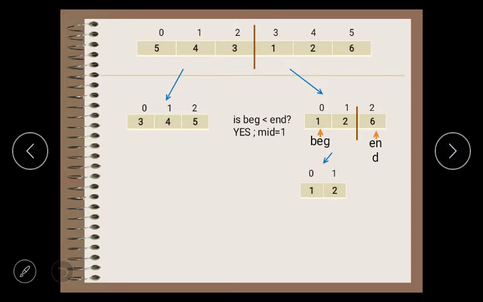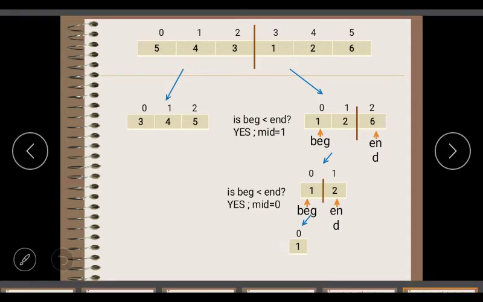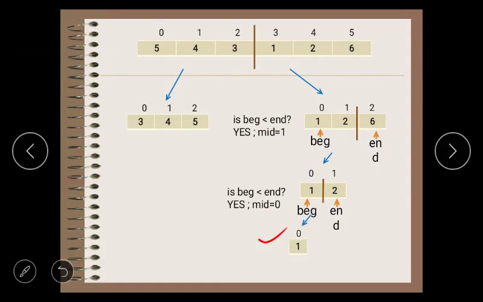Again, take the beginning and ending. Check the condition: beginning less than end. Yes. So mid is equal to (0 + 1) / 2, that equals 0. Divide into two halves, and consider the left subarray. As the left subarray has only one element, consider the right subarray.